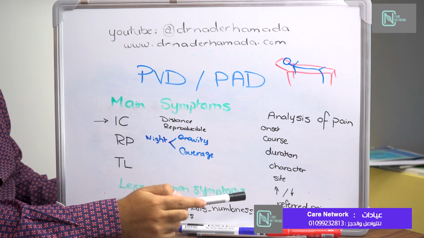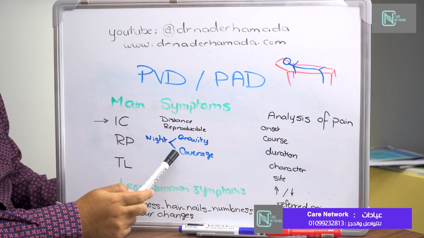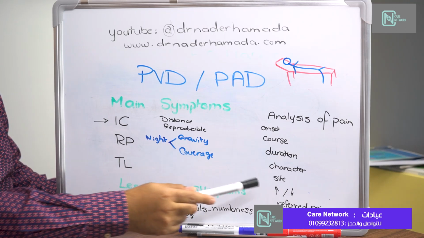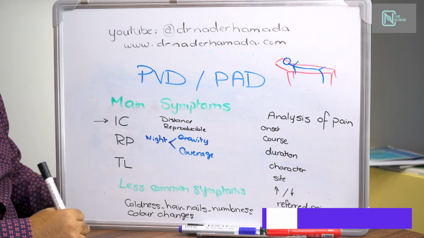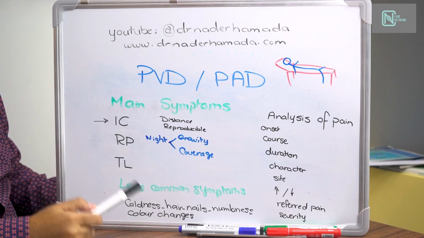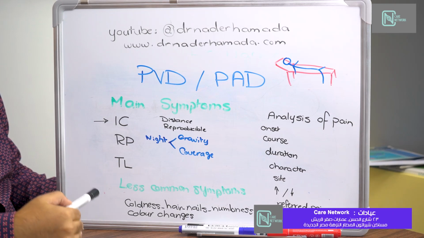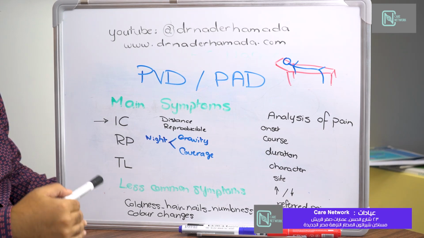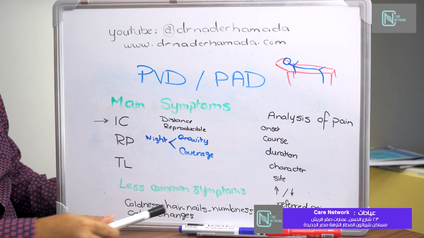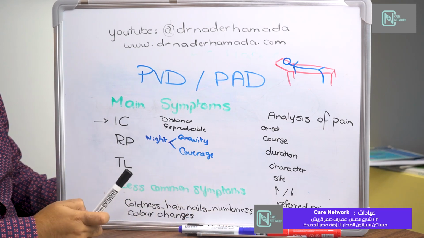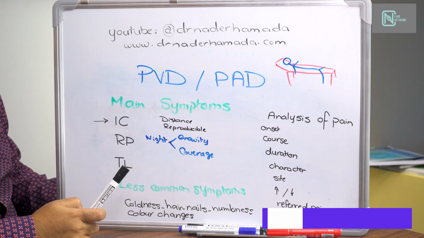The site will be the toes. What increases the pain is when the patient puts his legs up or covers them, and what decreases it is the reverse: once the patient uncovers his feet and puts his leg down, the basal metabolic rate drops and the oxygen supply is enough to maintain aerobic respiration. Usually this pain is severe and is not referred somewhere else.